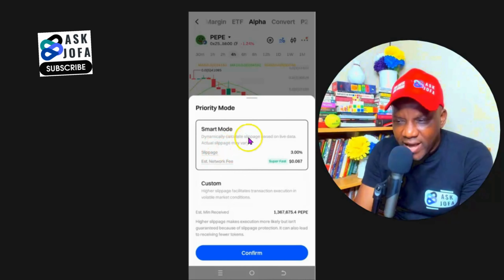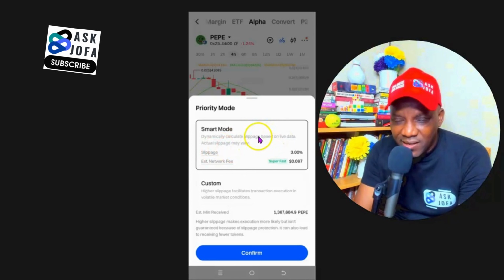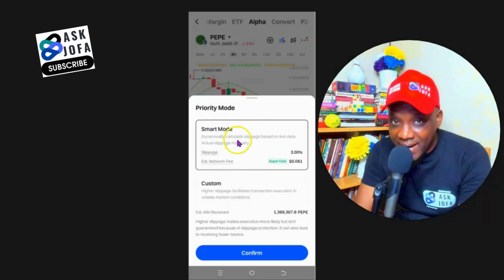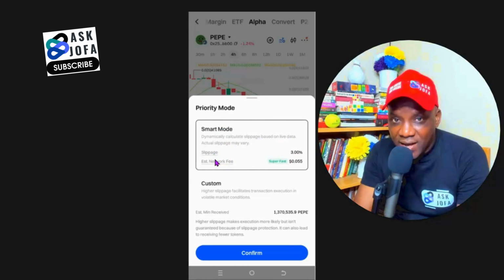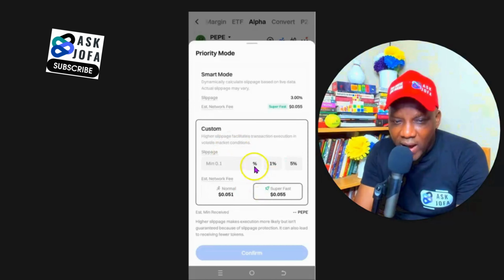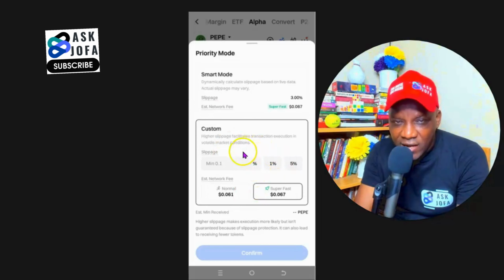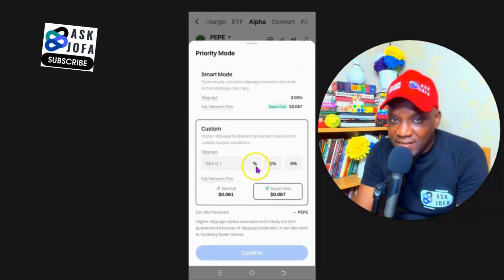This smart mode will help you to automatically adjust slippage based on live market conditions. So the final price you pay, or you get if you are selling, will still vary. While custom slippage will allow you to set the slippage by yourself.